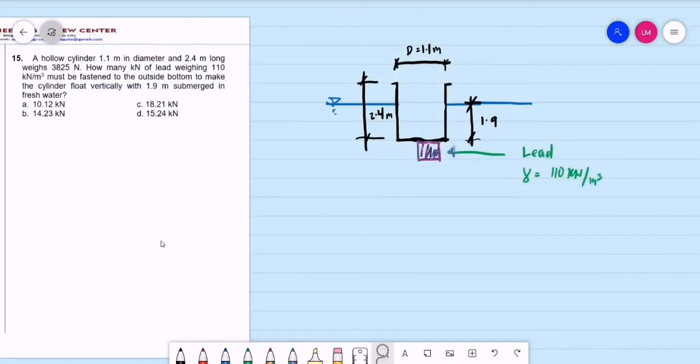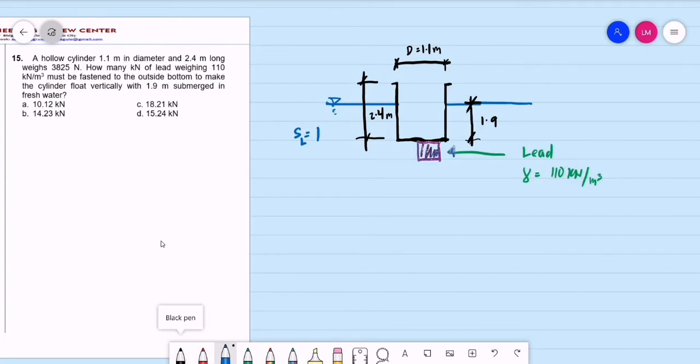Alright, so let's have this example. This is a problem from our board exam. Number 15: a hollow cylinder 1.1 meters in diameter and 2.4 meters long weighs 3,825 newtons. How many kilonewtons of lead weighing 110 kilonewtons per cubic meter must be fastened to the outside bottom to make the cylinder float vertically with 1.9 meters submerged in fresh water? So our liquid this time is simply water, so its specific gravity is simply equal to 1.